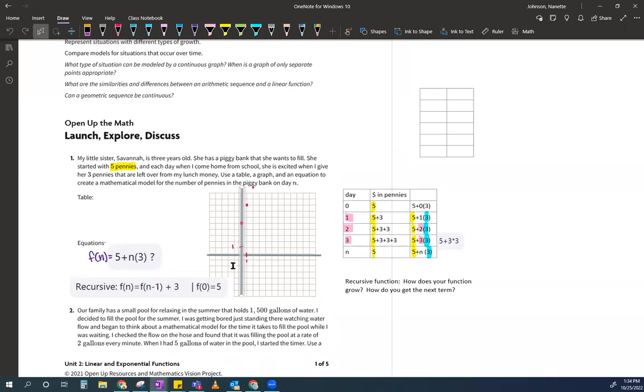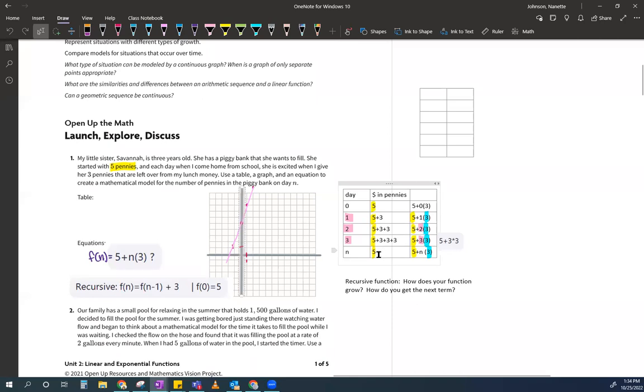Okay, if you don't know that, let's connect the dots and figure out why not. Look at me drawing a straight line, kind of. That pinkish purplish line that I just drew represents this function, 5 plus 3n. Everybody okay with that? Does it represent our context though?